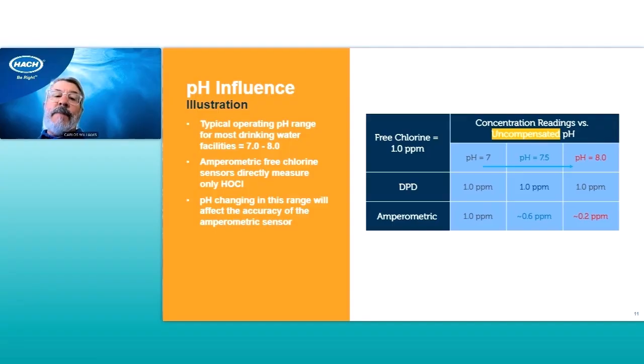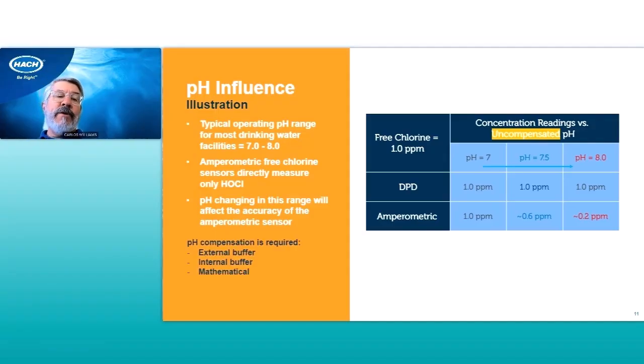If the pH is not compensated for with the amperometric sensor, at pH 7, we read 1 milligram per liter, which is what the actual concentration is. At a pH of 7.5, we read 0.6, and at a pH of 8, we read about 0.2 milligrams per liter. And this, again, goes back to the distribution of hypochlorite versus hypochlorous acid that I showed you in that last graph. So we have to compensate for the pH in some way.